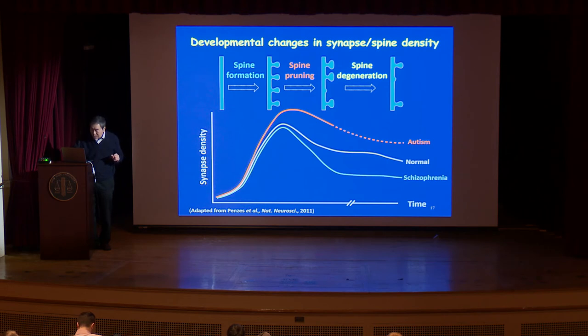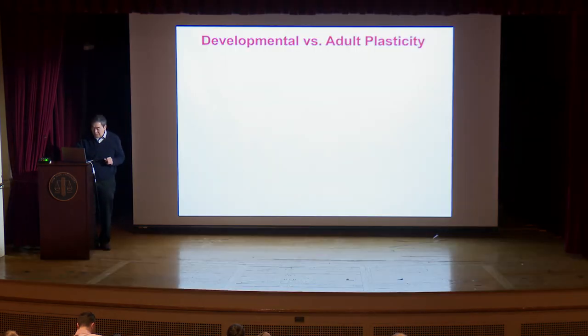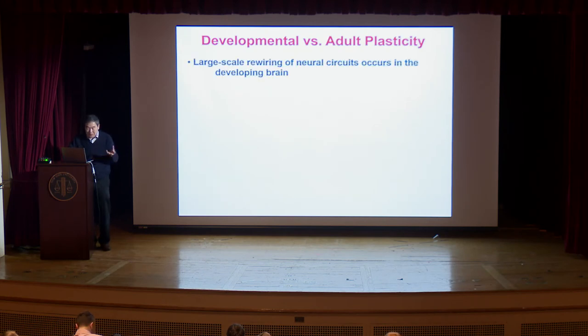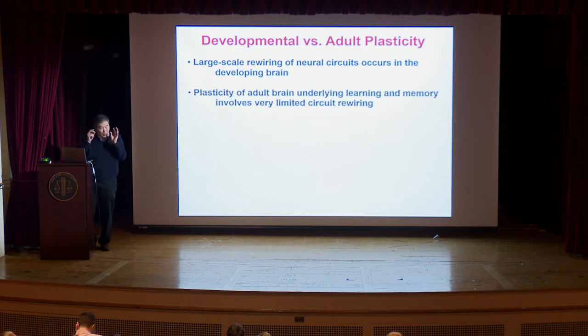Now, this is how experience shapes the circuit in the brain. And there's a clear difference between developmental and adult plasticity. Large-scale rewiring occurs in the developing brain, but rewiring in the adult brain is very limited. Now, you think this is a very good way that evolution has created.